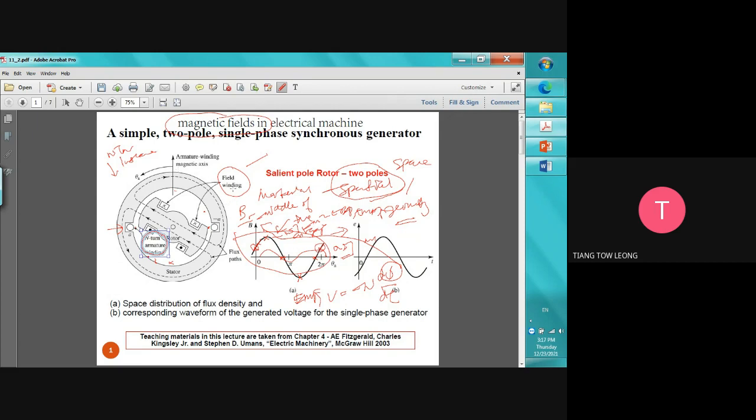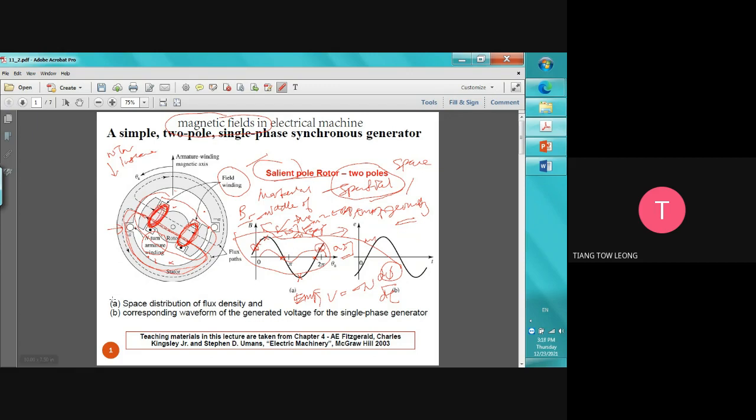Okay, this one is called a salient pole rotor. This type of rotor we call salient pole. Why do we call it like this? Because we have a winding crossing through this pole, like this. Then it creates a field like this. So they call it salient pole. Put it in a simple way, salient pole means we need to coil something here.